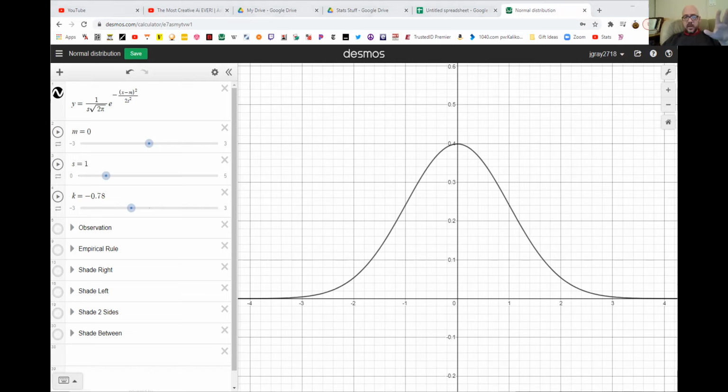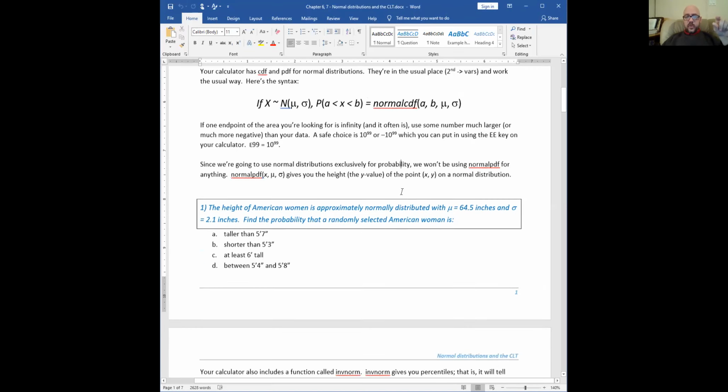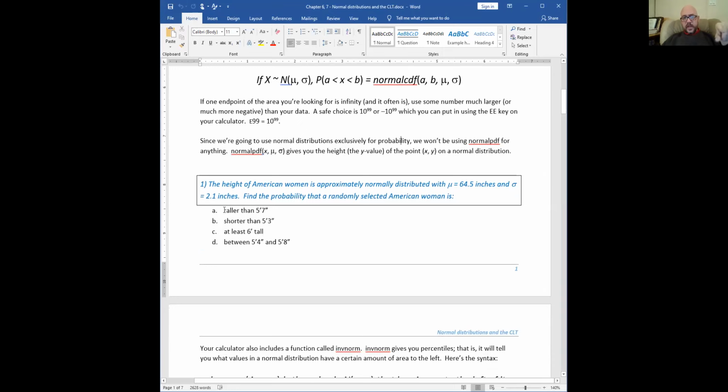The reason I bring up that it goes right and left forever is that sometimes we will want to answer a question like A here. The height of American women is approximately normally distributed with mu equals 64.5 inches and sigma equals 2.1 inches. Those are accurate as of about the 2010 census. I want to find the probability that a randomly selected American woman is taller than 5'7". So what I really want to do is go 5'7" and up, up to positive infinity.